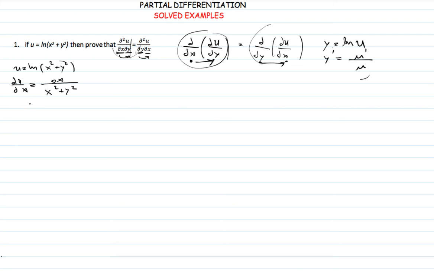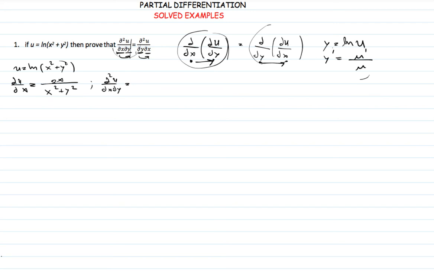The second thing that we have to do right here is to find the partial derivative of this partial derivative with respect to y. So it is going to be del squared u by del y del x. Now we want to find the partial derivative of this with respect to y. So how do we solve this kind of situation?